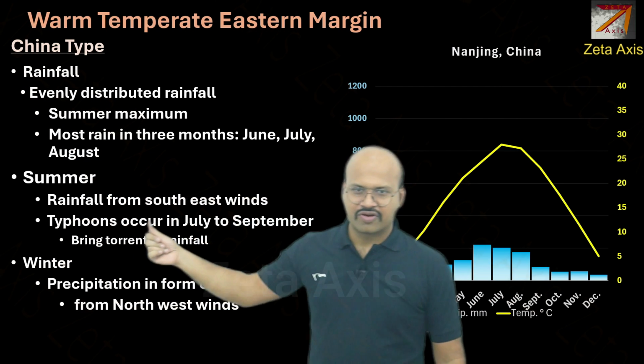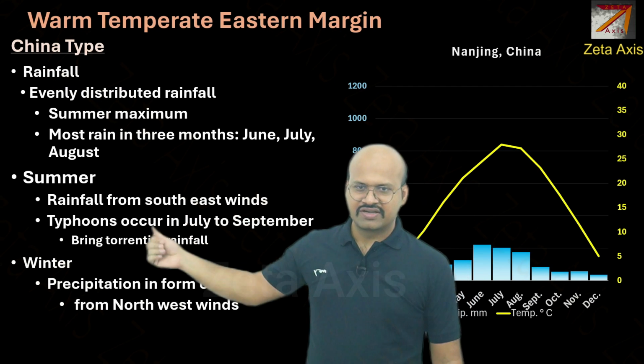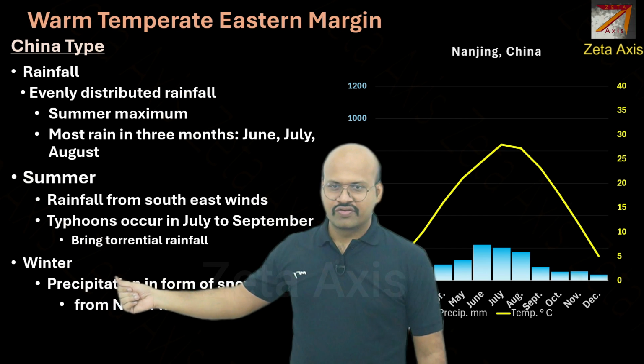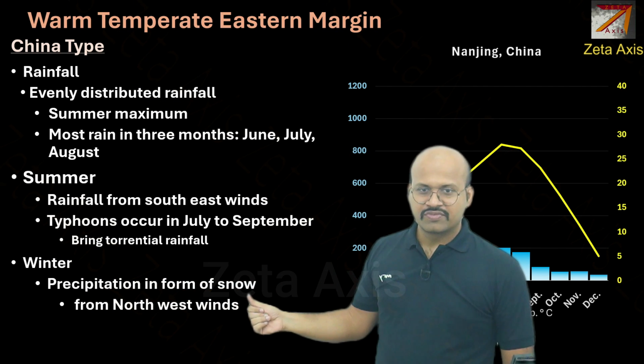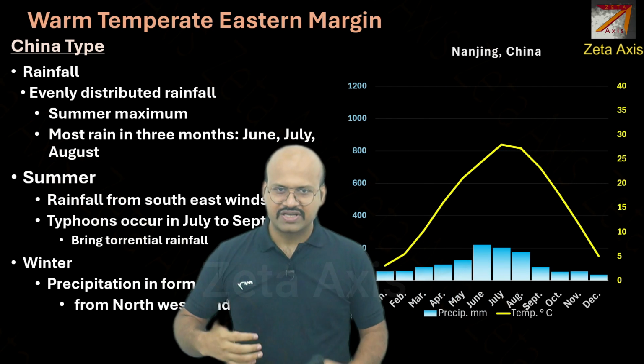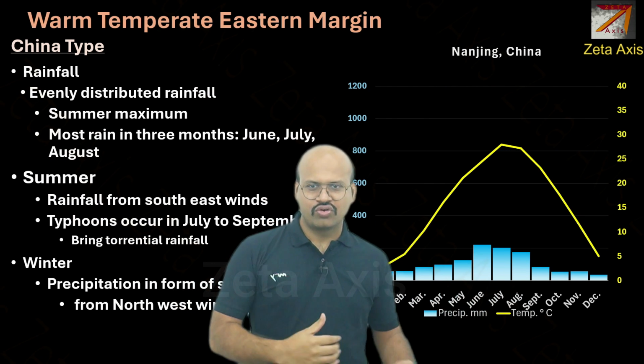In summer, we see rainfall from southeast winds. Typhoons occur in July to September and bring torrential rain. In winter, precipitation is in the form of snow and it is from northwest winds, the winds which move from the interior of Asia towards the ocean.